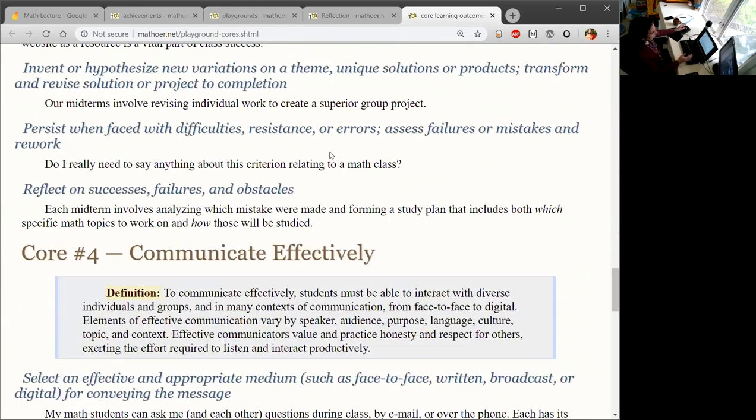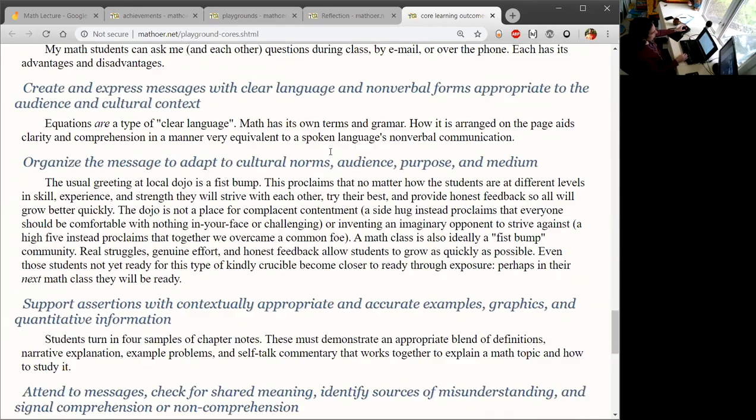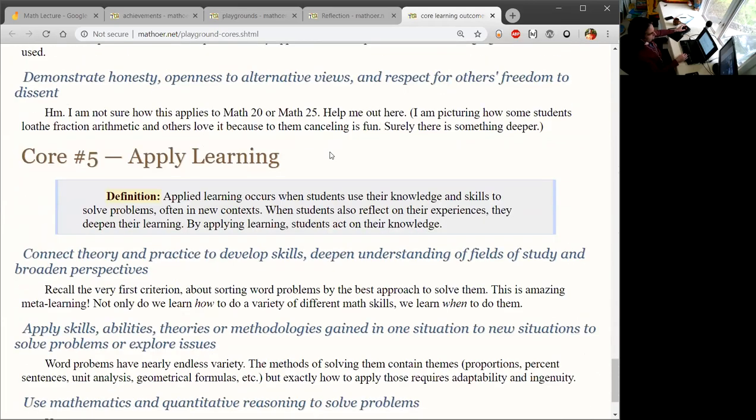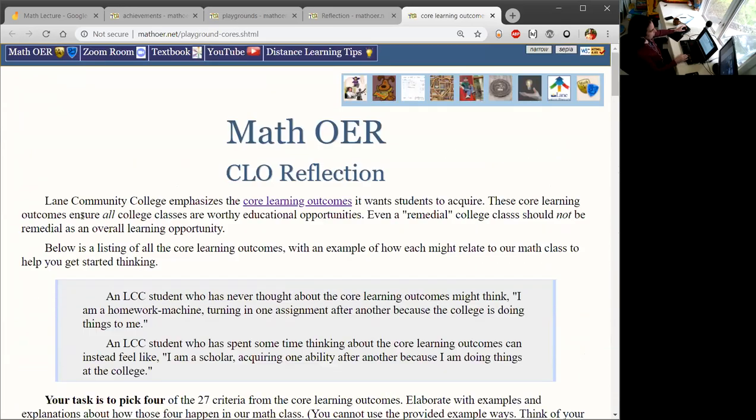And the idea is just that you've sort of paid a little bit of attention to how LCC classes are worthwhile. In a perfect world, all of your LCC instructors would have you do this, but too many of them ignore it.